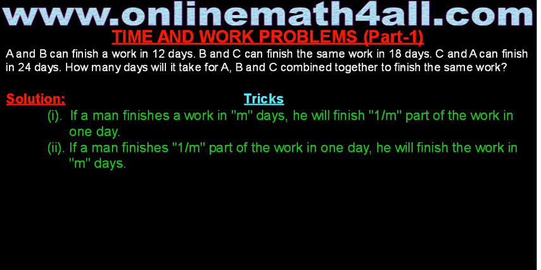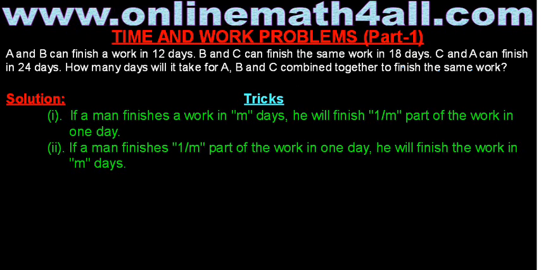The trick we are going to apply in this problem is this: if a man finishes a work in m days, he will finish 1 by m part of the work in 1 day. That is, if a man completes a particular work in m days, how much of that work will he complete in 1 day? It is the reciprocal of m, that is 1 by m. I hope the students can understand this point.